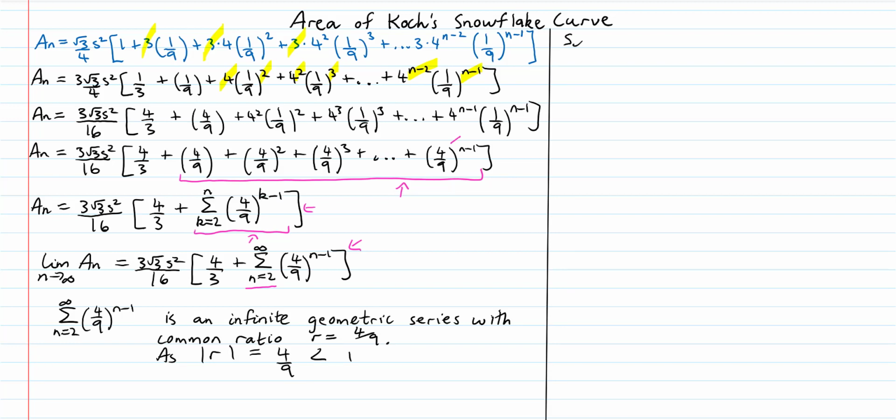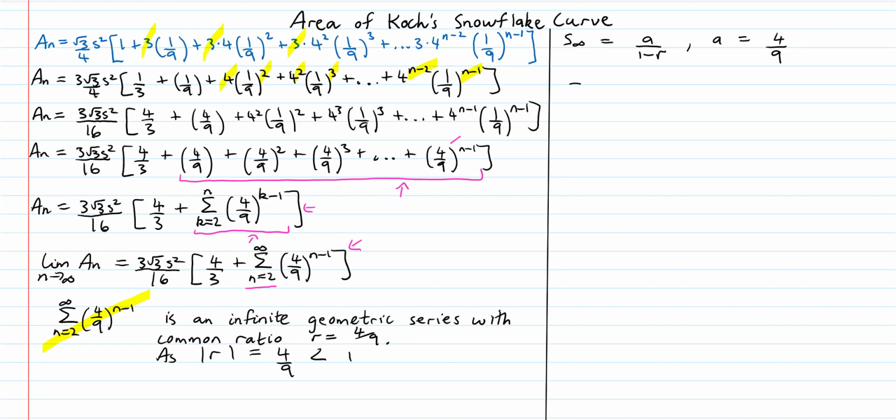So the sum to infinity is given by a over 1 minus r, where a is the first term of our series and r is the common ratio. If we look at our geometric series over here, to find the first term, we just plug in n equals 2. So we'll get 4 over 9 to the power of 2 minus 1, which is just 4 over 9 to the power of 1. So our first term is 4 over 9. So we have that a is equal to 4 over 9, and we know that our common ratio r is also equal to 4 over 9.